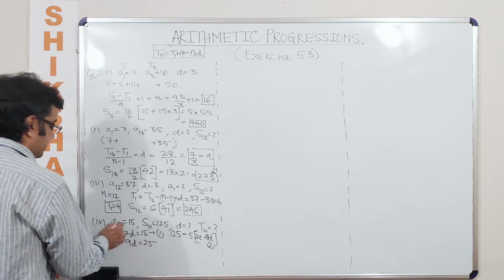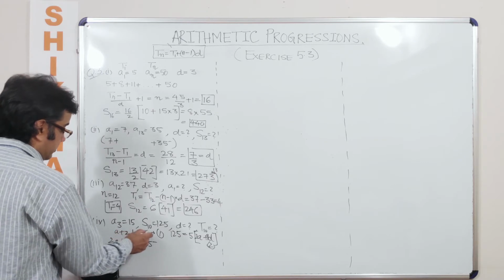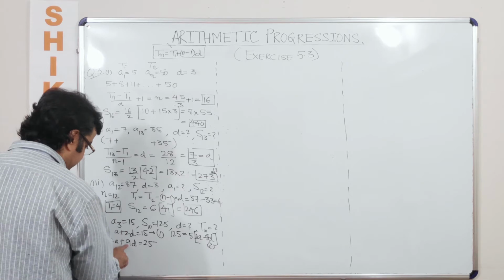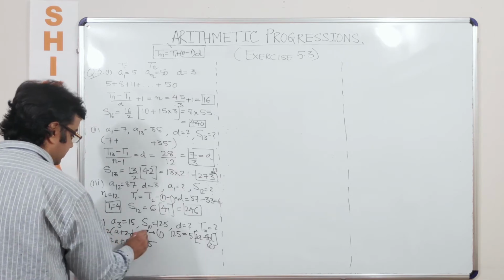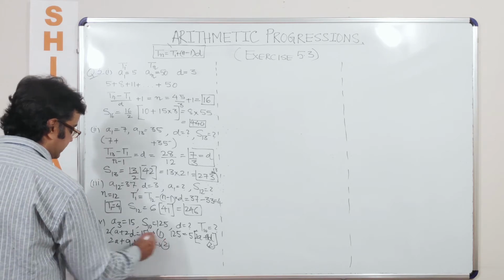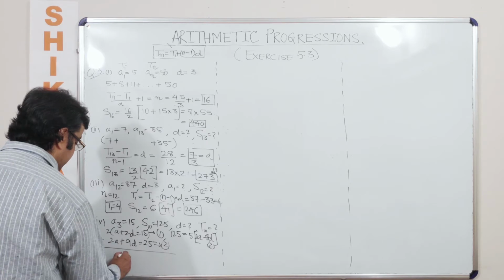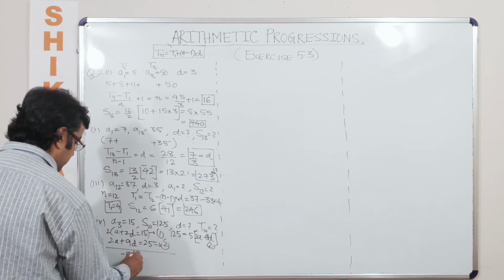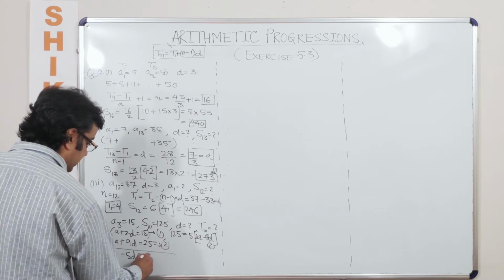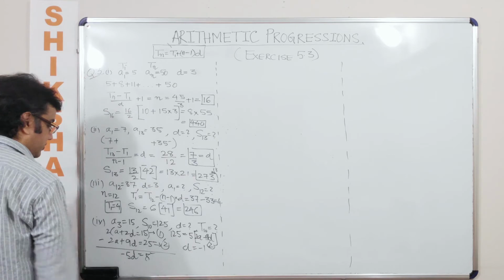So if I multiply the first equation with 2, I get what? 2a plus 4d is equal to 30. So now I have multiplied the first equation with 2, and from this I am subtracting the second equation. So from here what do I get? I'll get minus 5d is equal to 30 minus 25, which is 5. So the value of d that you get from here is minus 1.